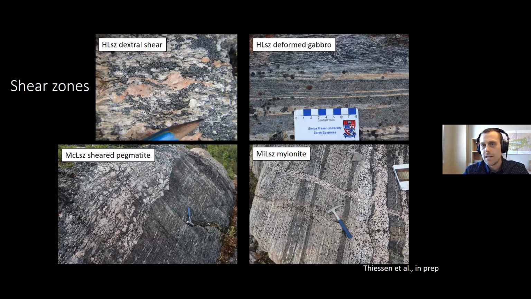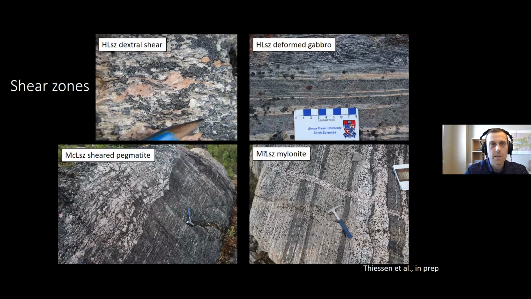On the top right, you can see a deformed gabbro that's turning into a mylonitic amphibolite. Those are both from the Howard Lake shear zone. On the bottom left, there's a nice megacrystic pegmatite in the MacArthur Lake shear zone being smeared out. And on the bottom right, we have a migmatitic gneiss and mylonite in the Miller Lake shear zone. Again, all of these have abundant dextral shear sense indicators and a predominantly shallow stretching lineation.